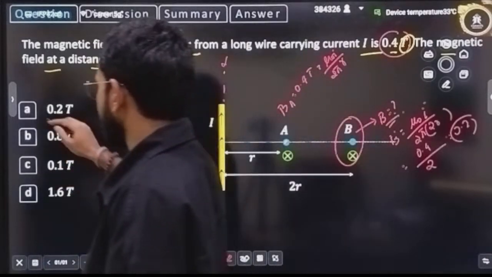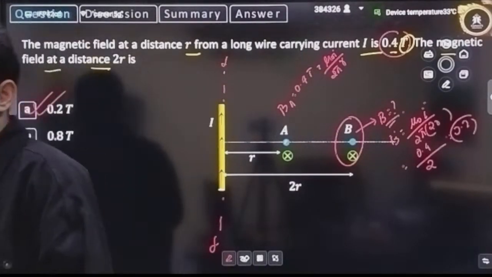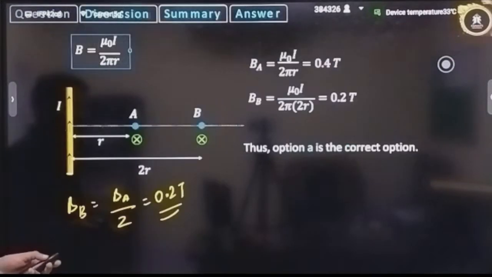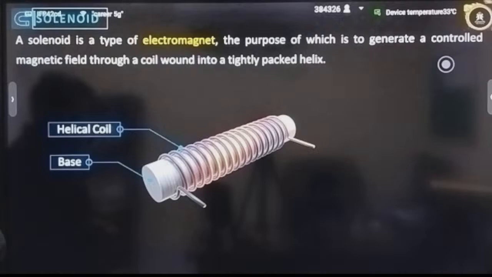I hope that most of you are getting the answer. So the correct answer is option A. Clear? Easy question. Option A is the correct answer. I hope that this will be clear.